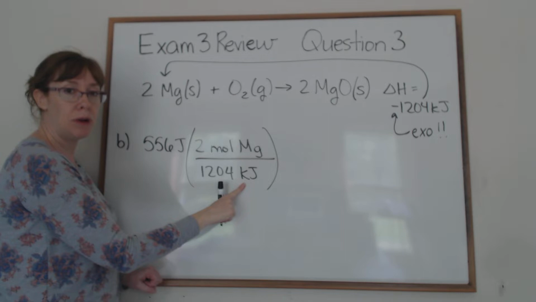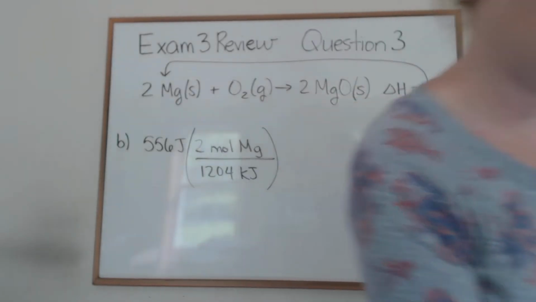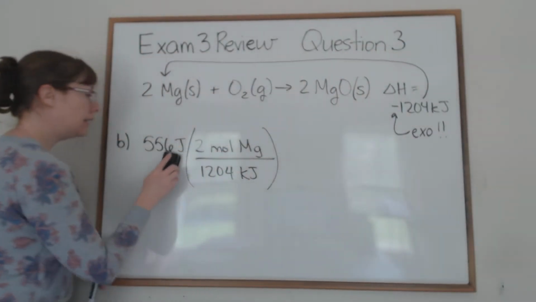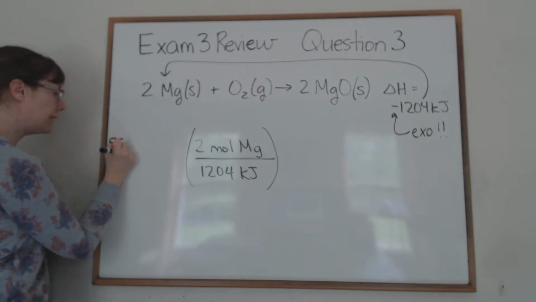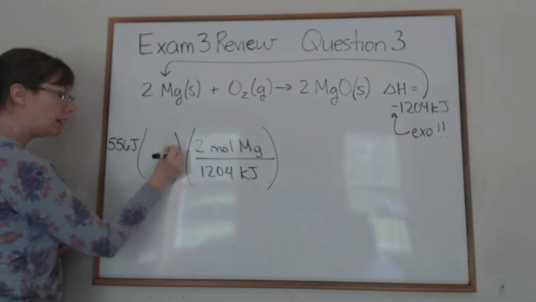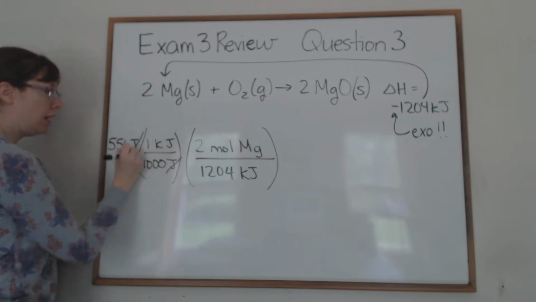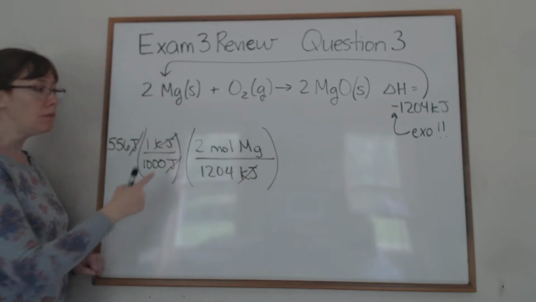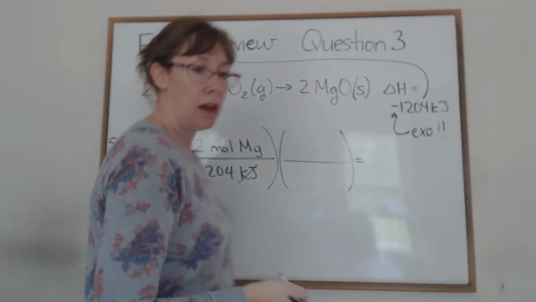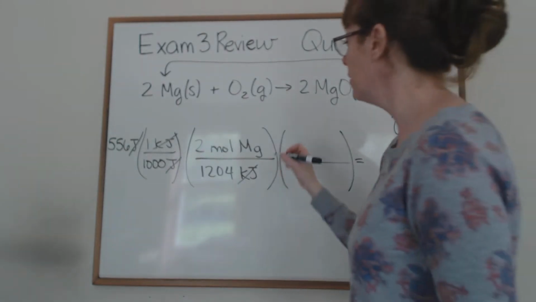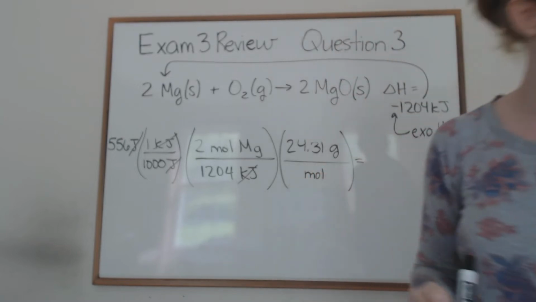Oh, I see a little problem. Joules won't cancel kilojoules. So I needed to convert joules to kilojoules first. 556 joules I should have had, in every 1,000 joules is 1 kilojoule, first. Now kilojoules will cancel. And then now I'm in moles, and all I need is to turn that into grams. That's just the molar mass. And magnesium, 24.31 grams per mole. And that should get me the answer.